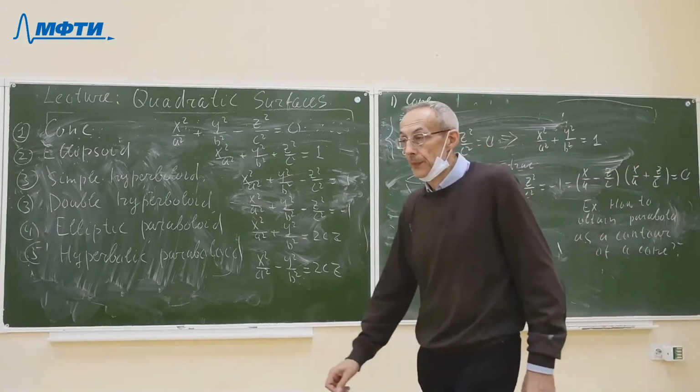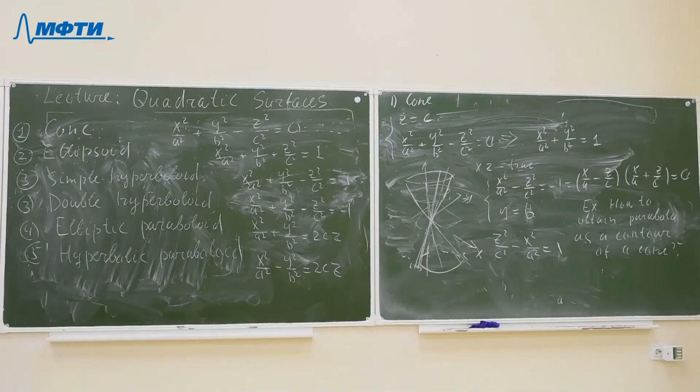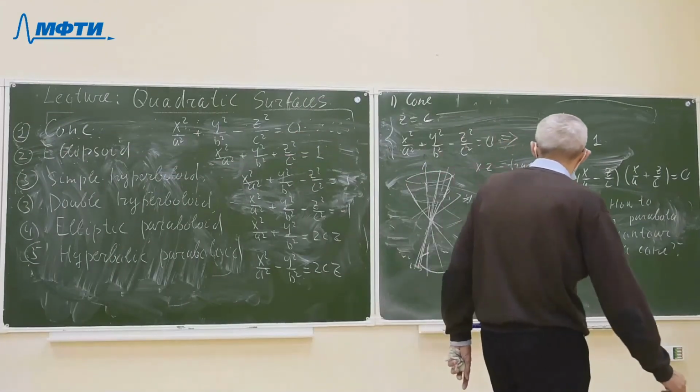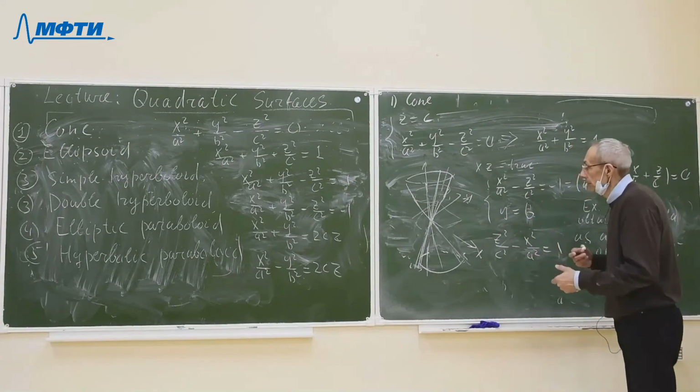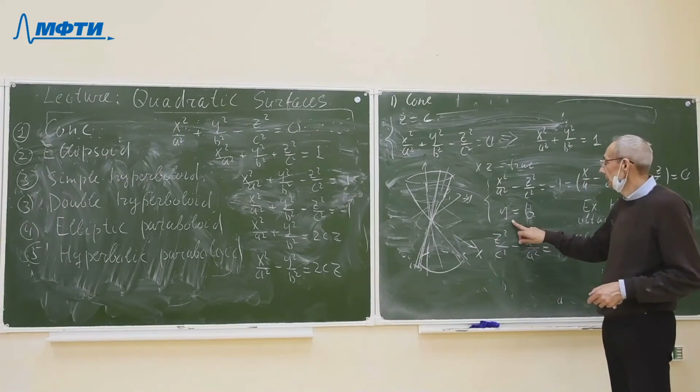I'm sorry, Professor. When y was equal to 0, what did we obtain? What was the section? Here we consider the contours, XZ contours.